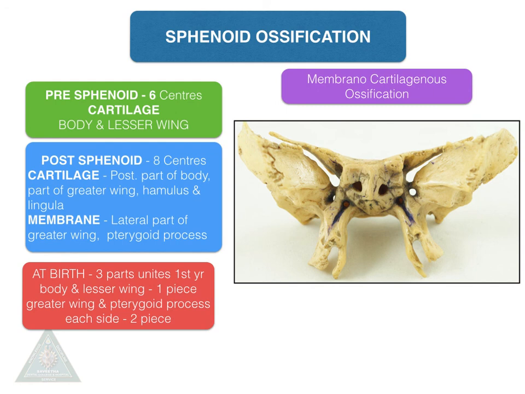The post-sphenoid is ossified from 8 centers. The cartilaginous ossification is through the posterior part of the body, part of the greater wing of sphenoid, the hamulus and lingula. The parts from membranous ossification are the lateral part of the greater wing and the pterygoid process. At birth, the sphenoid has got 3 parts, one for the body and the lesser wing and 2, one for each side, for the greater wing and the pterygoid process. All these 3 parts unite by the end of first year.